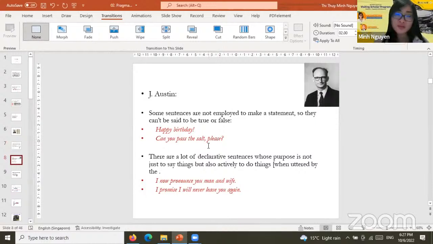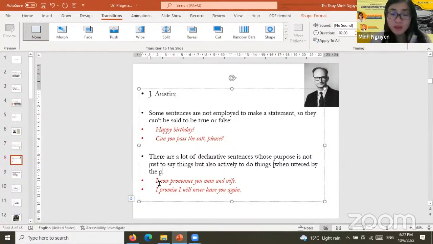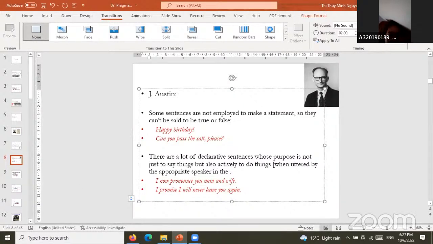Another observation that Austin made is that there are a lot of declarative sentences whose purpose is not just to say things, but to get things done. That's the most important thing. So we use language to get things done, to do things, rather than just to describe things, when uttered by the proper speaker, by the appropriate speaker, in the appropriate context.